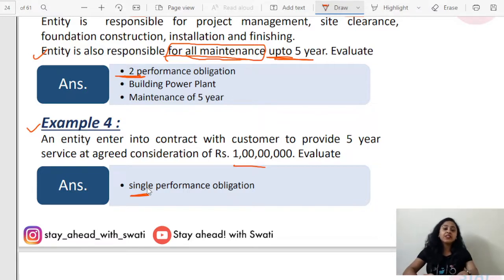Okay, if there is a clause, for example, that at every year end you have to reassess whether it will continue or not, then you will record each and every year as a separate performance obligation. But here it is provided for 5 years and there is no termination clause, therefore it will be treated as one particular performance obligation.